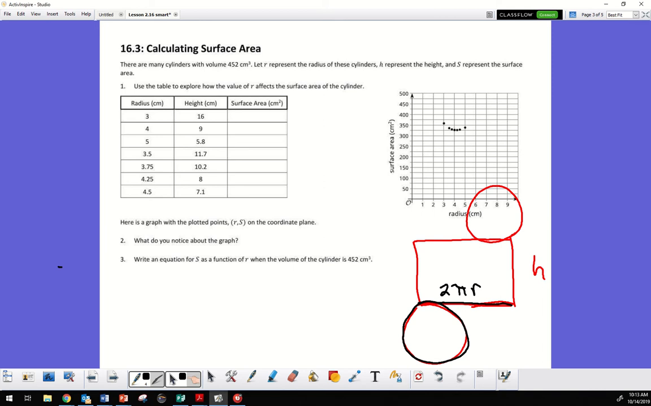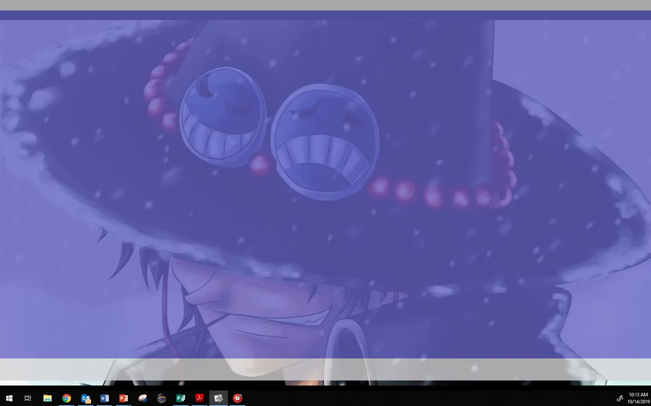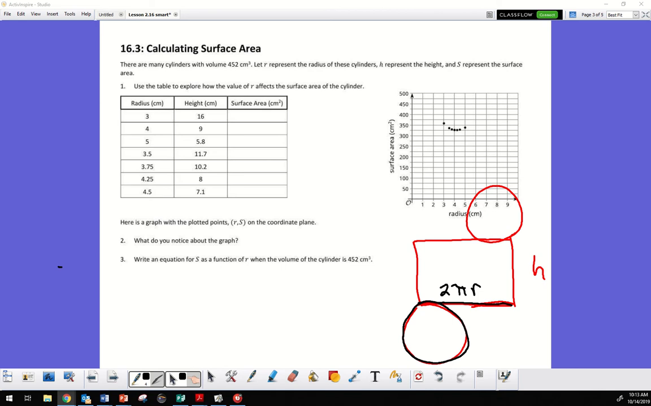So I gotta double check my notes before I actually do this next part, because I don't want to mess this up. Okay, because I'm not sure if they're asking for the top and bottom in the surface area. It doesn't say, so I wanted to make sure I'm double checking my notes on this.